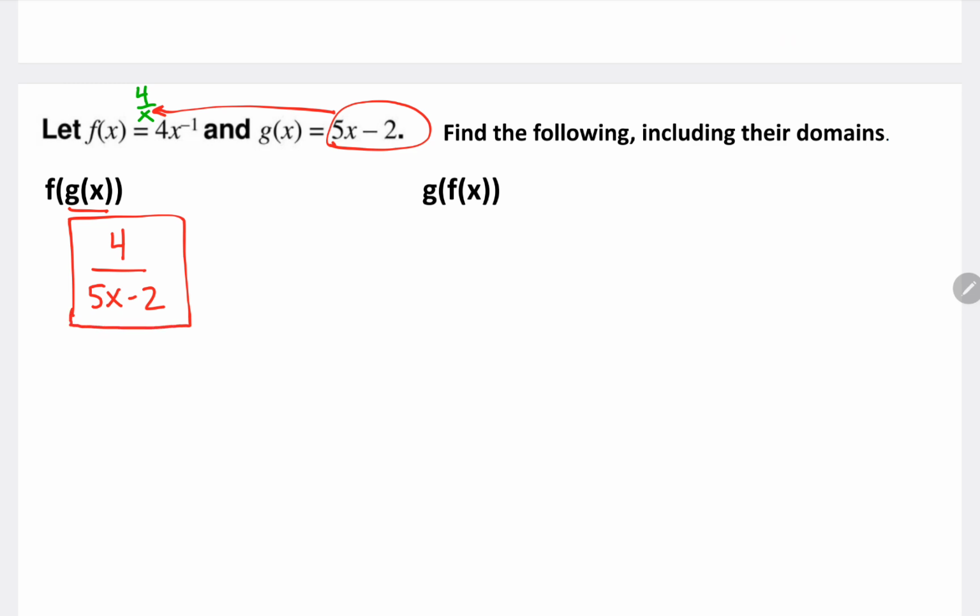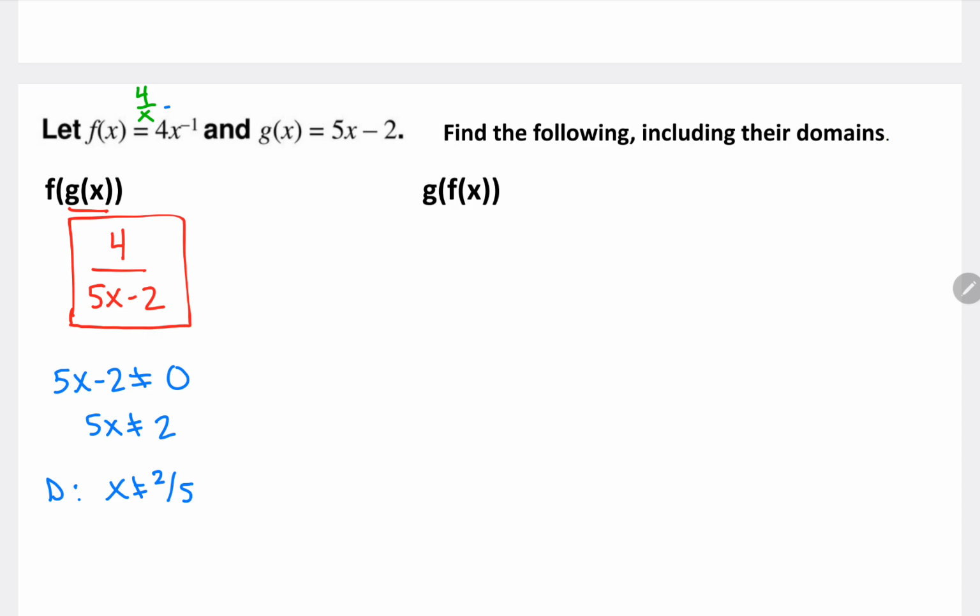Our domain is limited here, though, because we have an x in the denominator. And we know the denominator can never equal 0. So when I solve for x, I get that x cannot be 2/5. That's my domain. X can be any number except 2/5, because 2/5 would make the denominator 0.